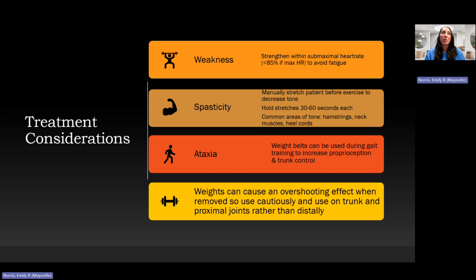So let's say you're having them walk with ankle braces on. Not a good idea with this population. Then you take them off and their walking is more abnormal versus more normalized. So just be cautious about resistance training distally for reasons like that. And you do not want to over exacerbate somebody with any type of neurological, especially a progressive neurological disorder, because it's really hard for them to recover. So not overworking.